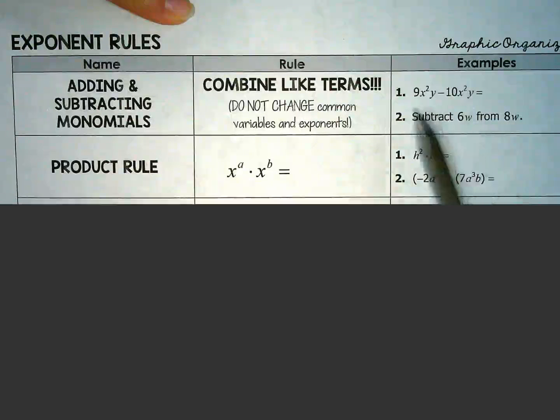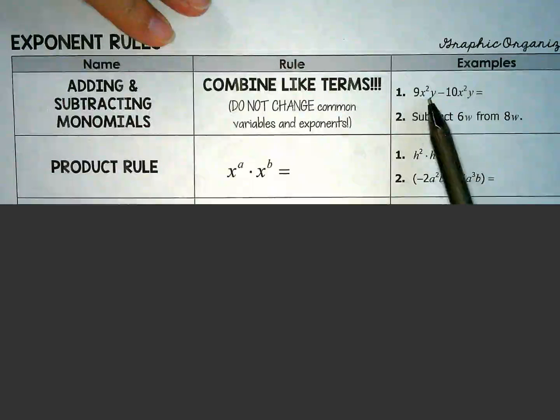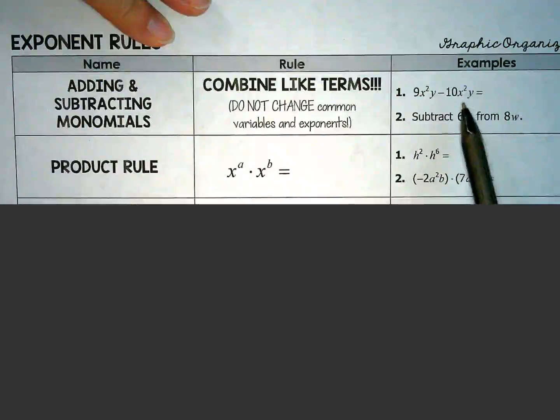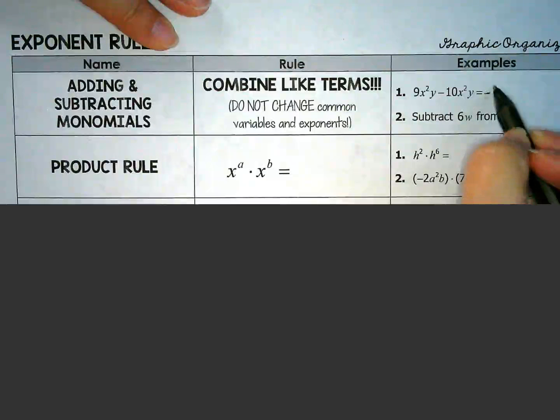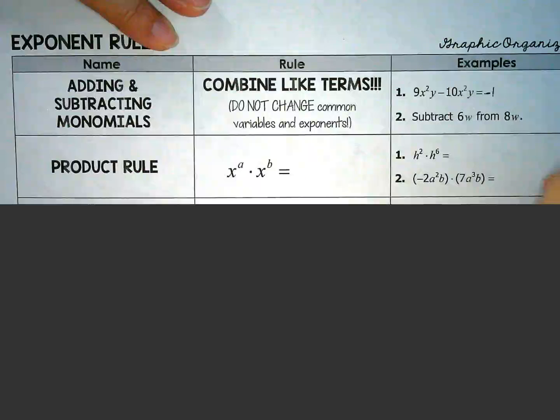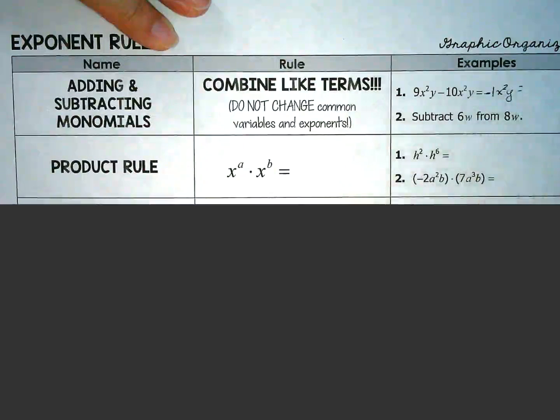So when we have something like 9x squared y minus 10x squared y, we looked at their like terms. That means, do they have the same variables with the same exponents? So I see x squared and x squared, and I have y and y. So what I do is I look at the numbers in front, basically the coefficients. 9 minus 10 is -1. And then I'm just going to bring the like term through. So it's x squared y. And we don't normally write that 1 in there, so this is really -x squared y.